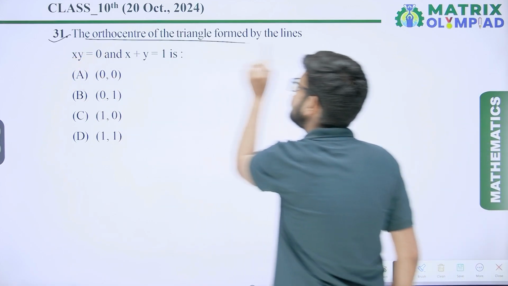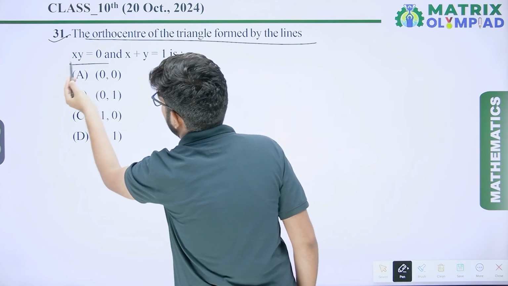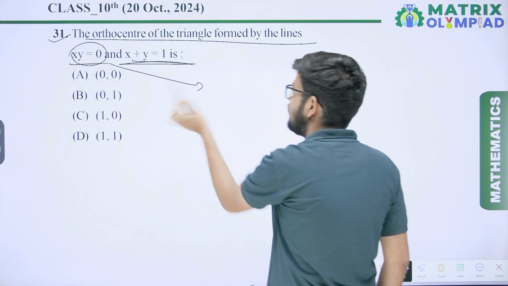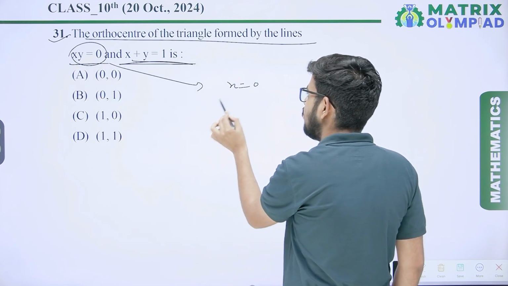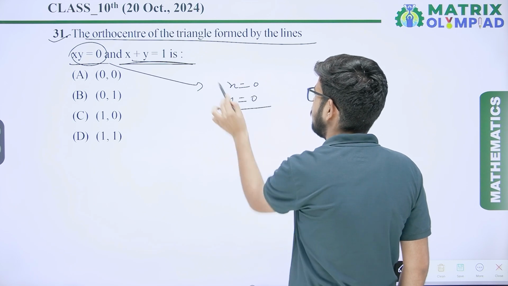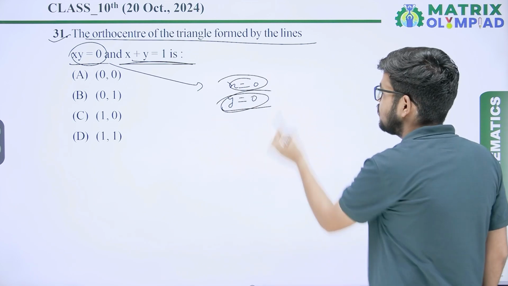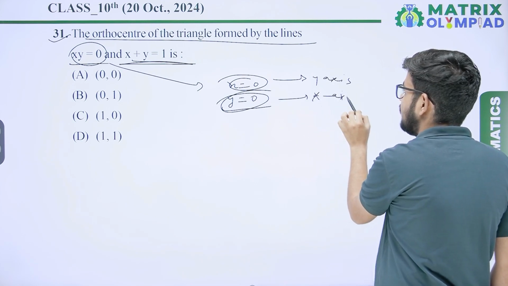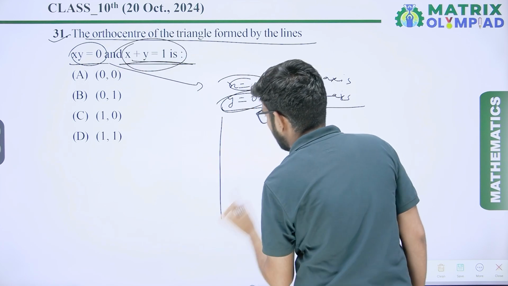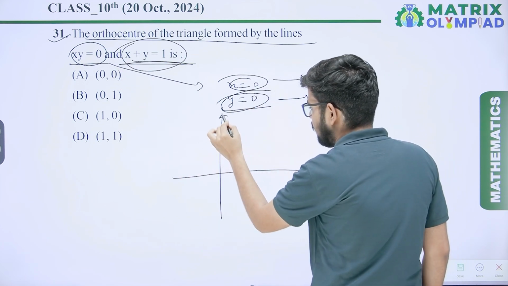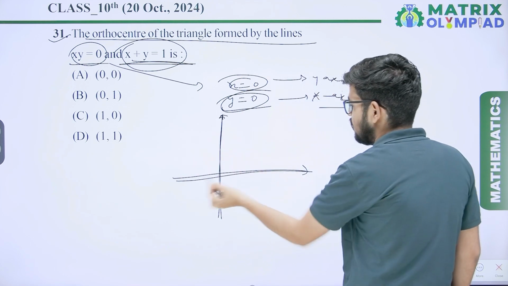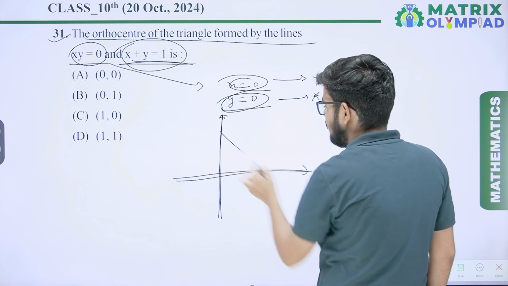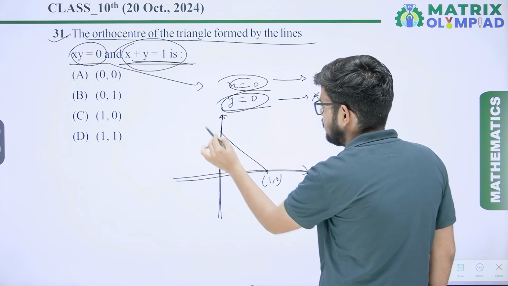Question number 31. The orthocenter of the triangle formed by the lines xy equal 0 and x plus y equal 1. So xy equal to 0: for any real value of y, x equal to 0, and for any real value of x, y equal to 0. So x equal to 0 and y equal to 0 represent the equations of the y axis and x axis. And the other is x plus y equal to 1. In a Cartesian plane, x equal to 0 is the equation of the y axis and y equal to 0 is the equation of the x axis, and x plus y equal 1 has intercepts (1, 0) and (0, 1).